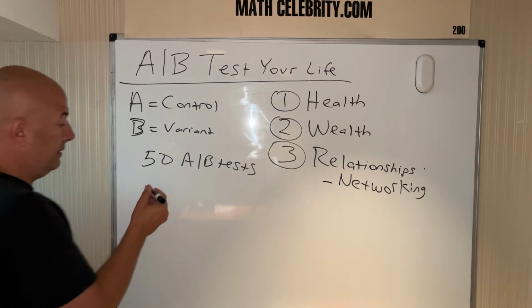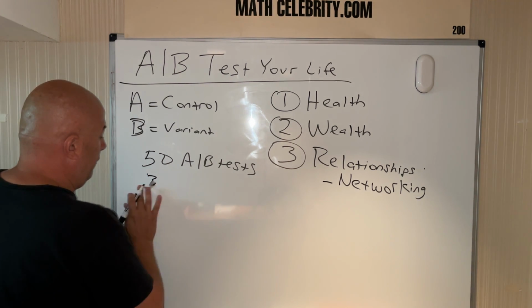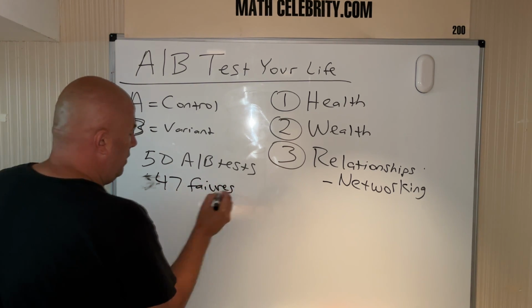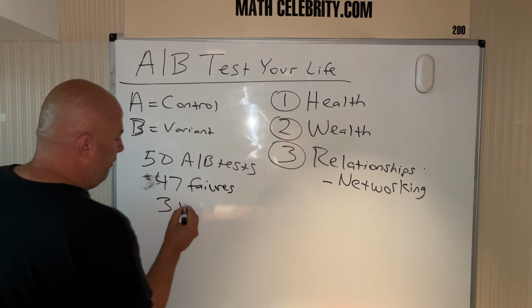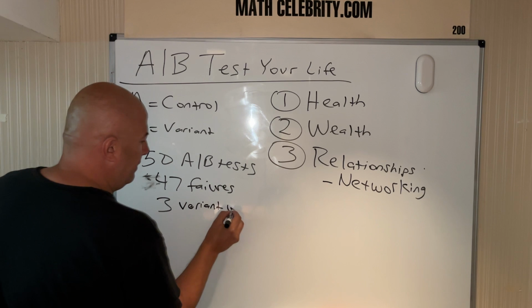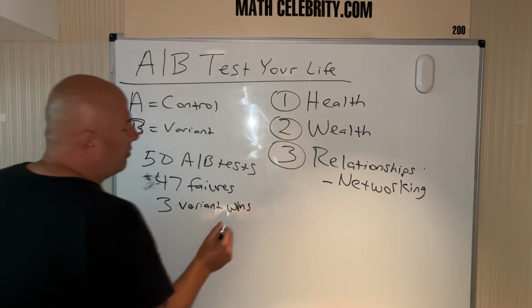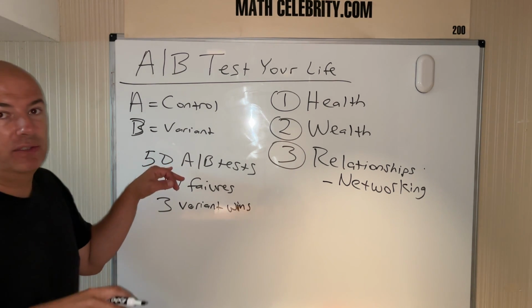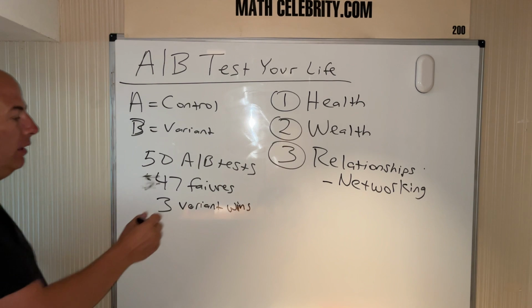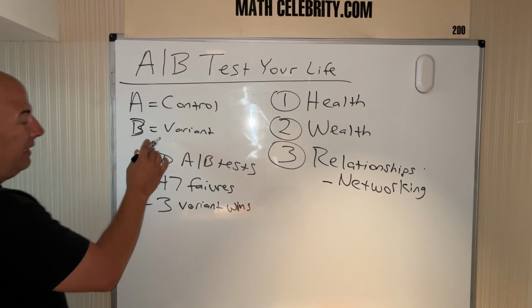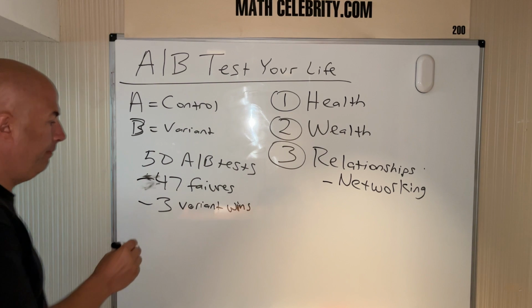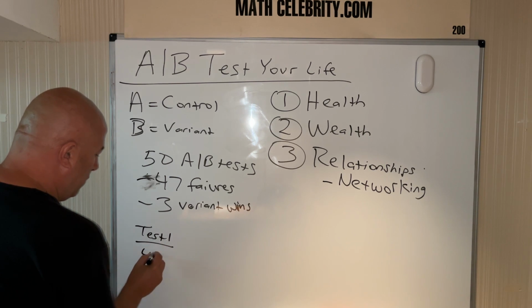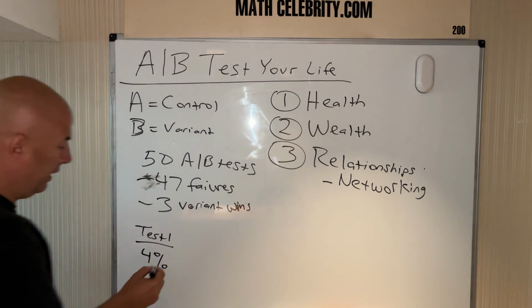But 3 of those tests won. 47 failures, 3 variant wins. And I'm doing 3 just to simplify the math, but you could see the power of what if 6 tests won, or 10, or so on. 3 of these tests won, meaning the variant beat the control. And here's what happened. Test 1, we got a 4% improvement in networking.